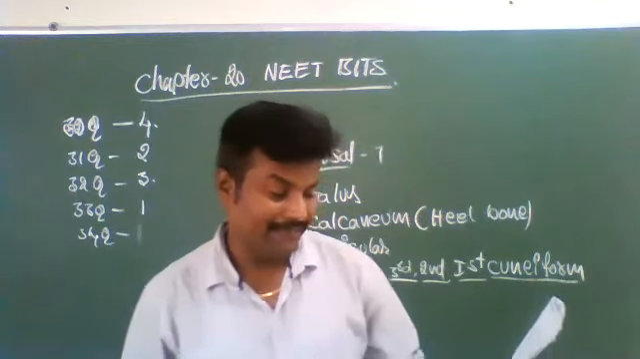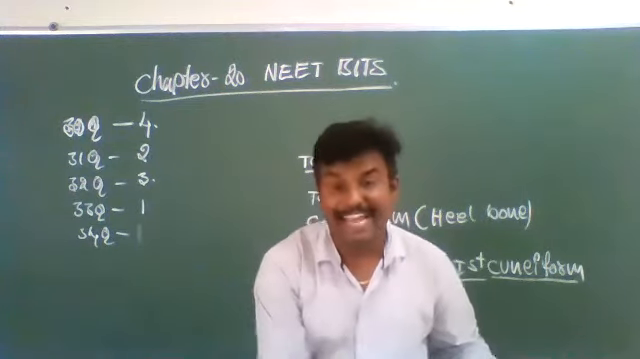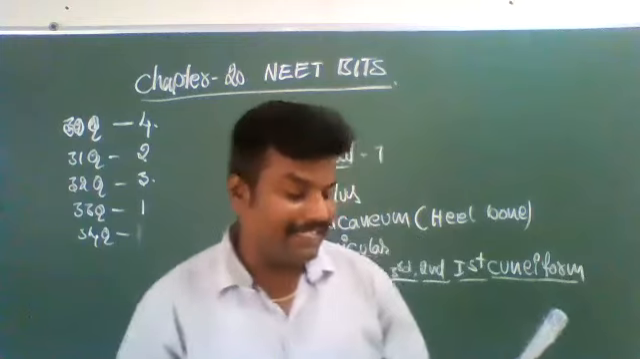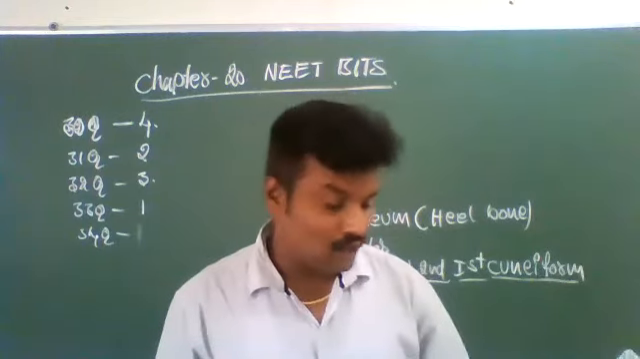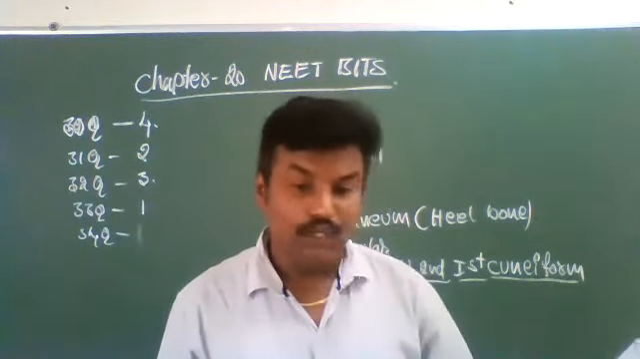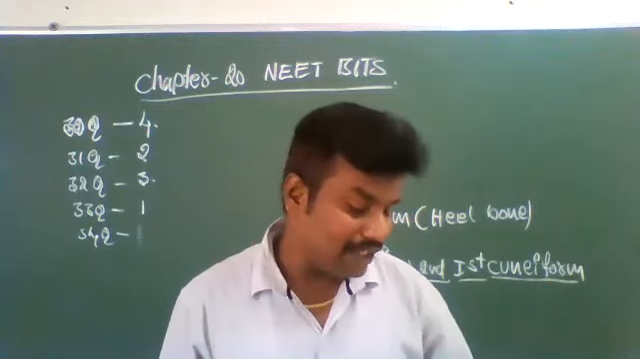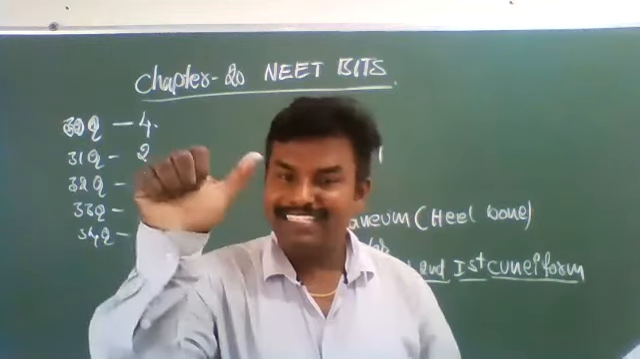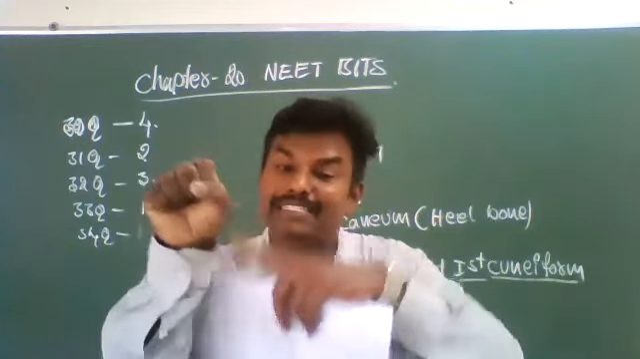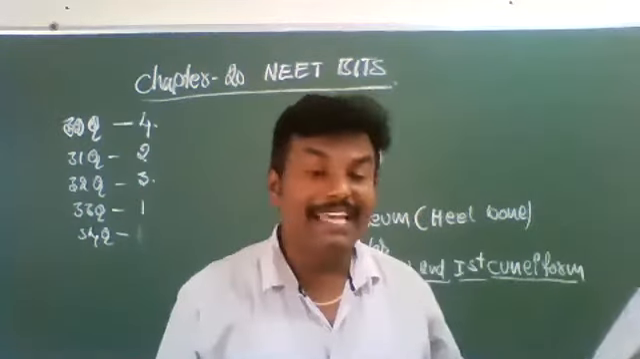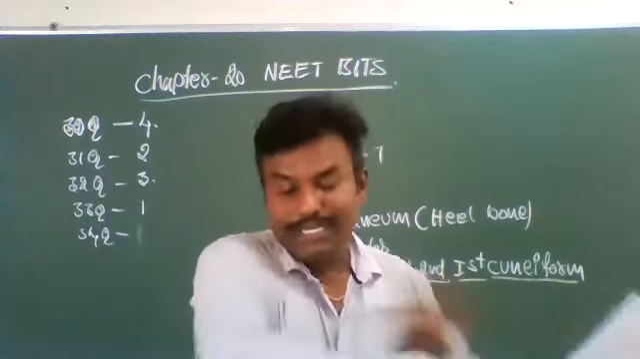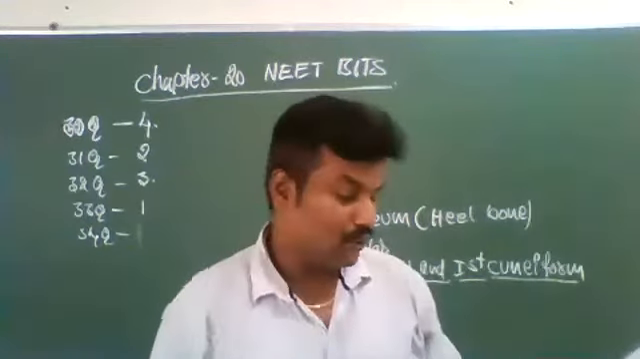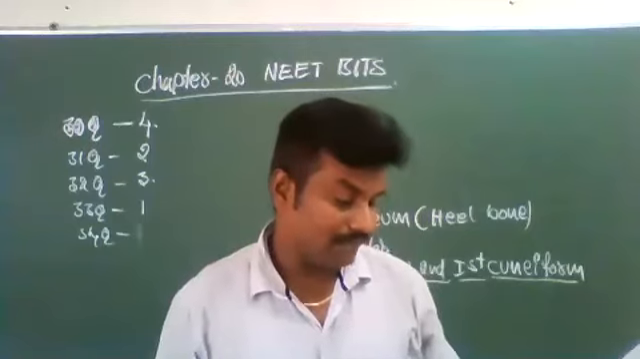Tarsal joint, gliding joint, is the ankle joint. They have asked about radius and ulna, so option 1 is wrong. Option 2, saddle joint. The saddle joint is present between the thumb and carpals, but they have asked about radius and ulna, so saddle joint is wrong.